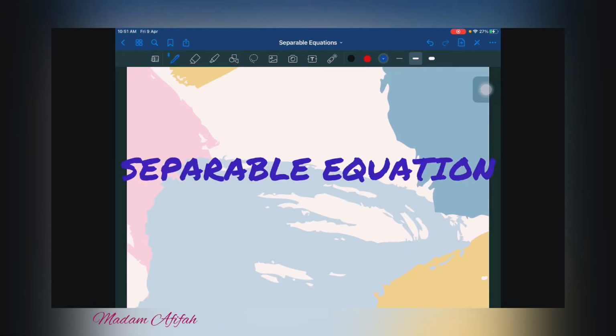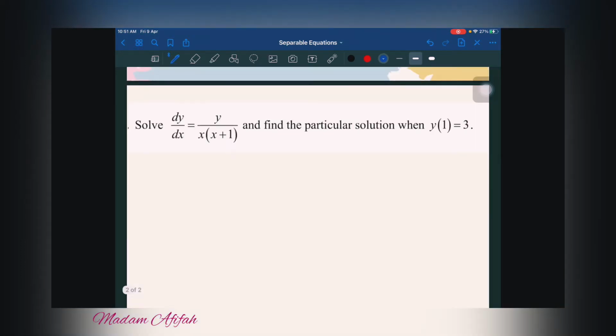Hi everyone. In this video, we are going to discuss how to solve separable equations. So let us try this example. You are asked to solve this differential equation and find a particular solution when y(1) equals 3.